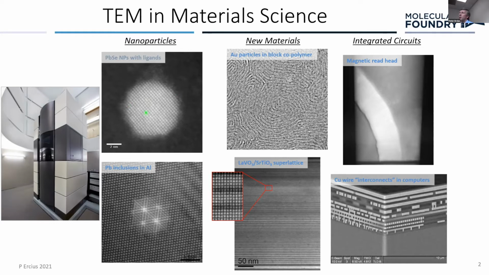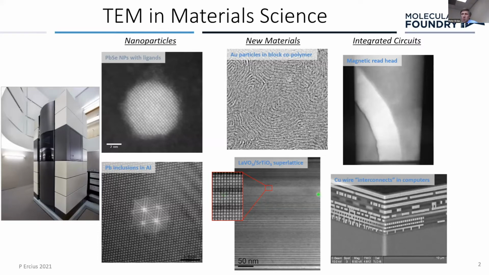So you can look at the atomic structure of nanoparticles embedded in things. We can look at new materials like gold nanoparticles that are embedded in a block of polymer that self-assemble into these interesting motifs. You can put single layers of atoms together to make new materials like superlattices, where you can lay down one single layer of atoms and then lay down 5 more layers of atoms and then lay down one more single layer of atoms.